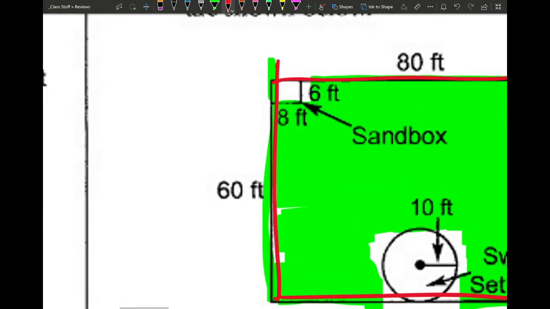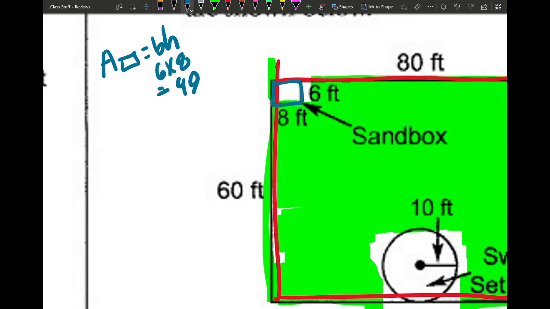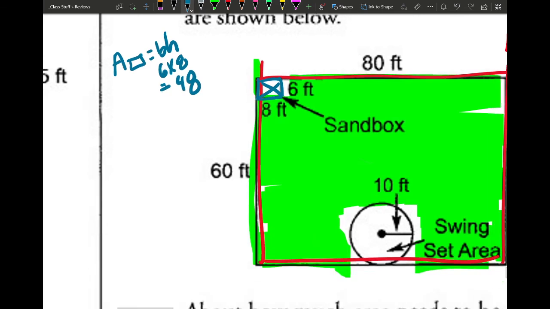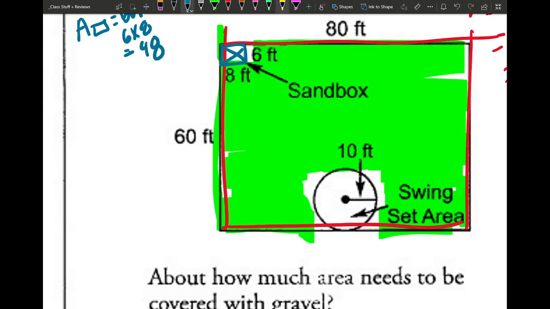So if I focus on this one right here, this little rectangle, I know it's a rectangle because the sides are different. It's a 6 by 8, right? So I can find that area for that one and take it away. So the area for the small rectangle, base times height, 6 times 8 equals 48. So I'm going to take this away, right? 48. And I also have a circle right here that I got to take away.